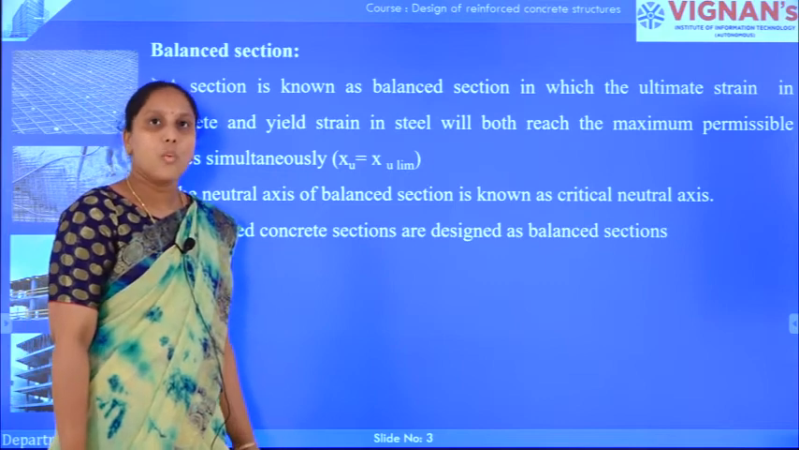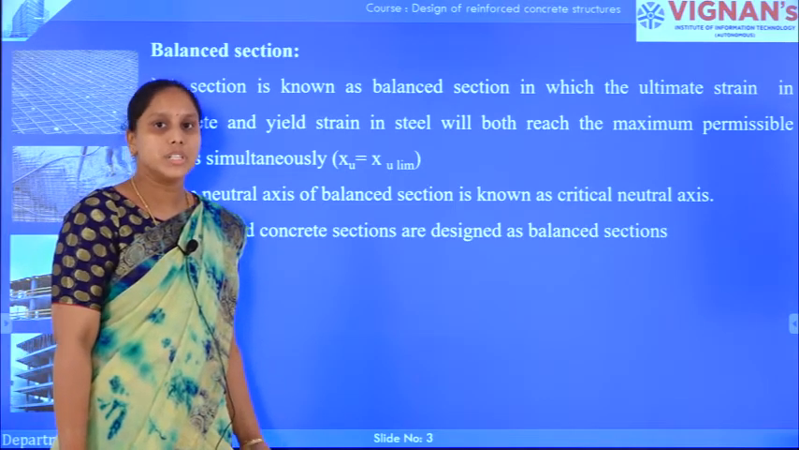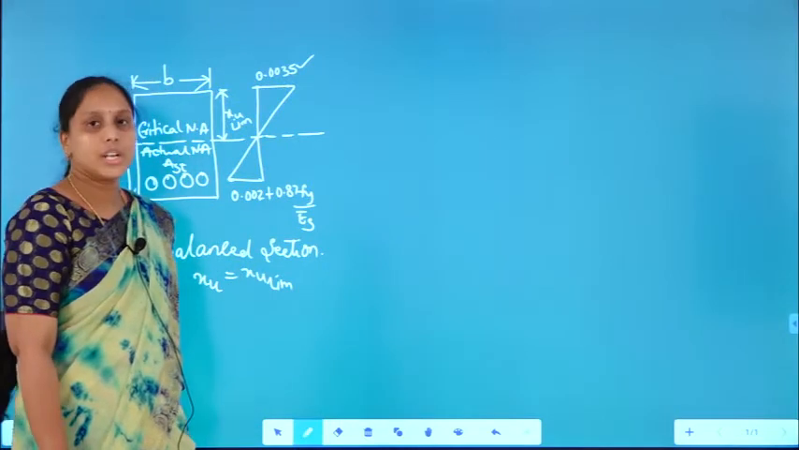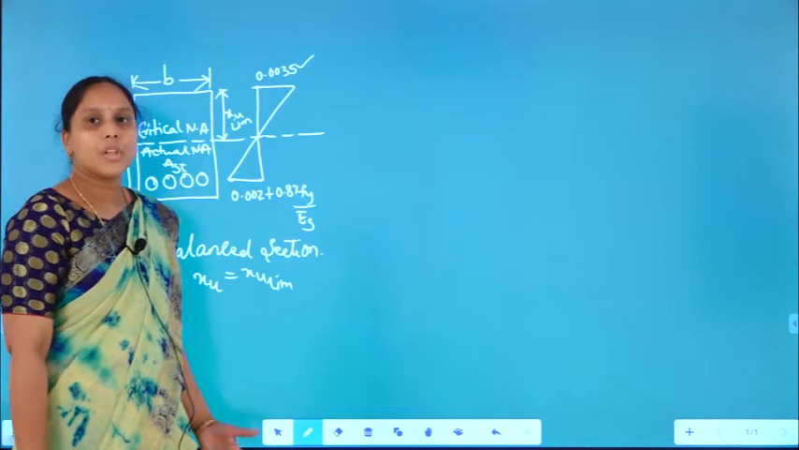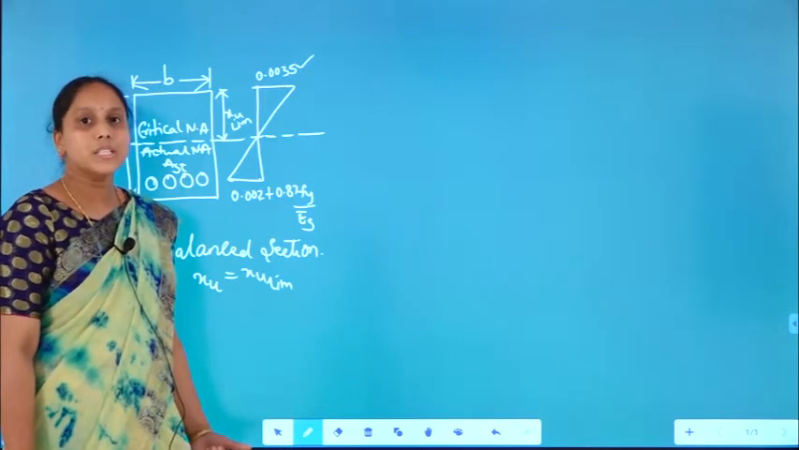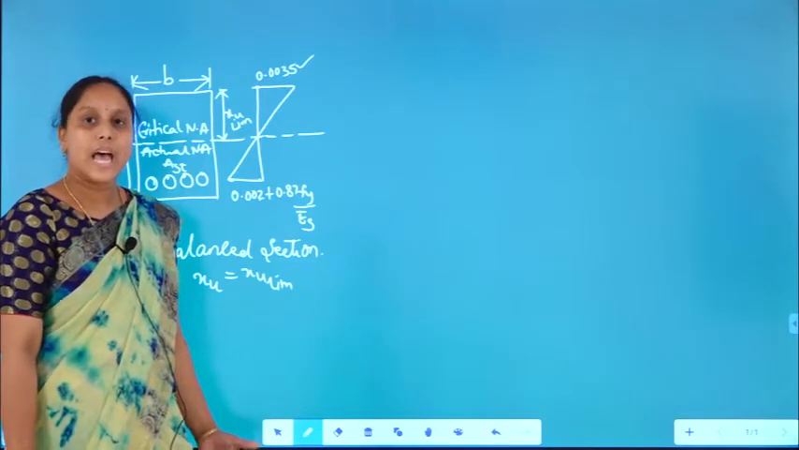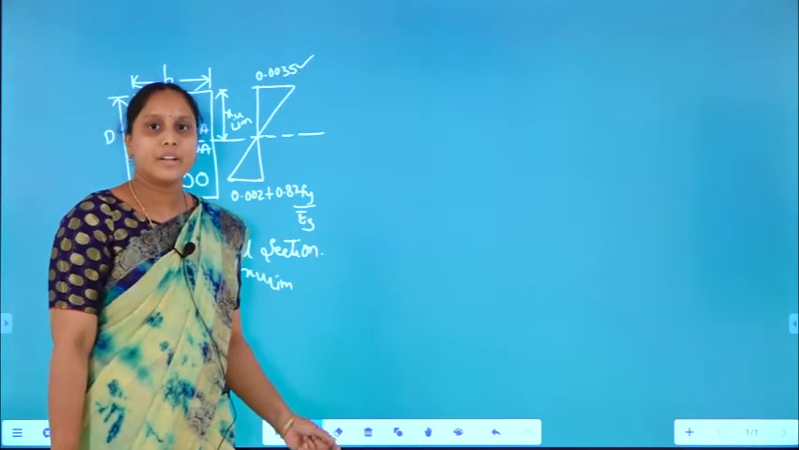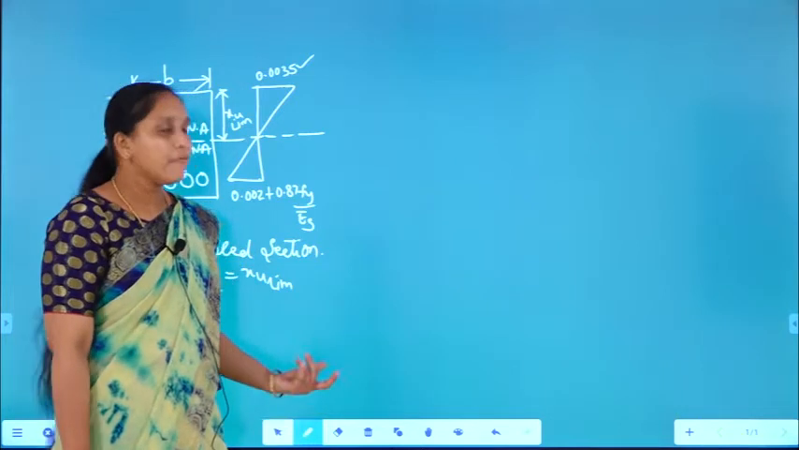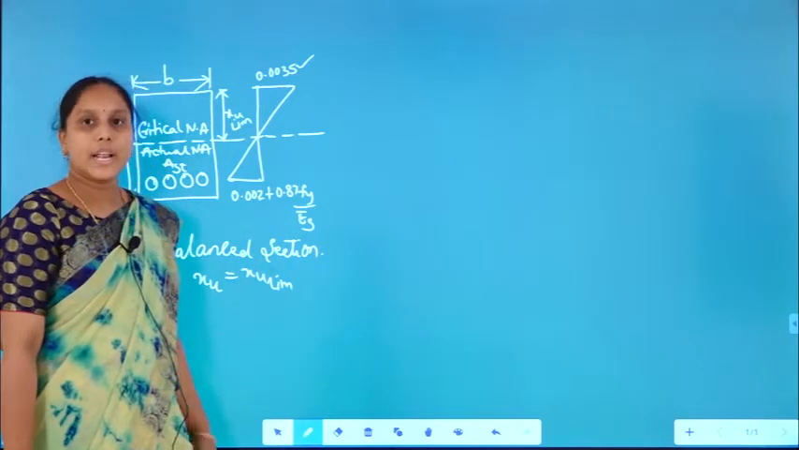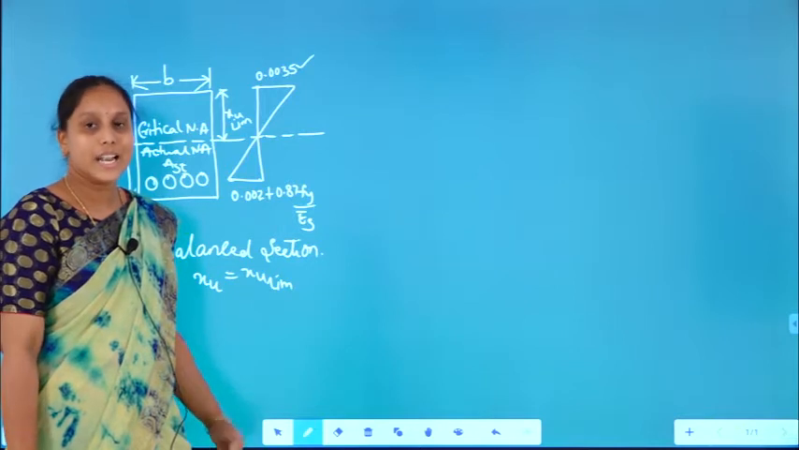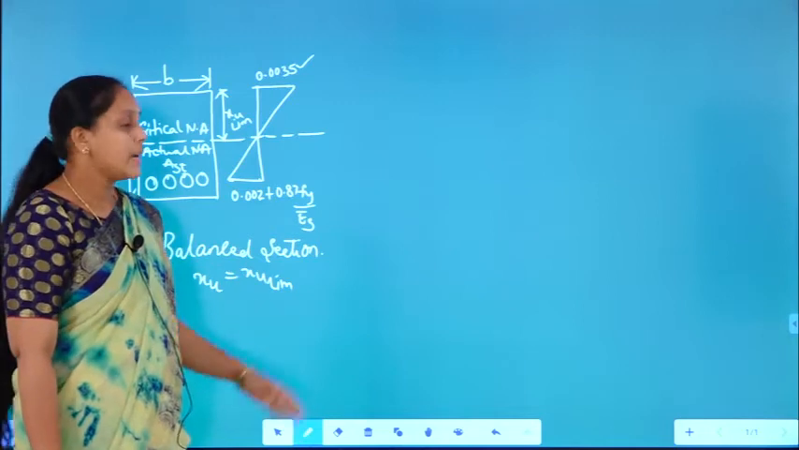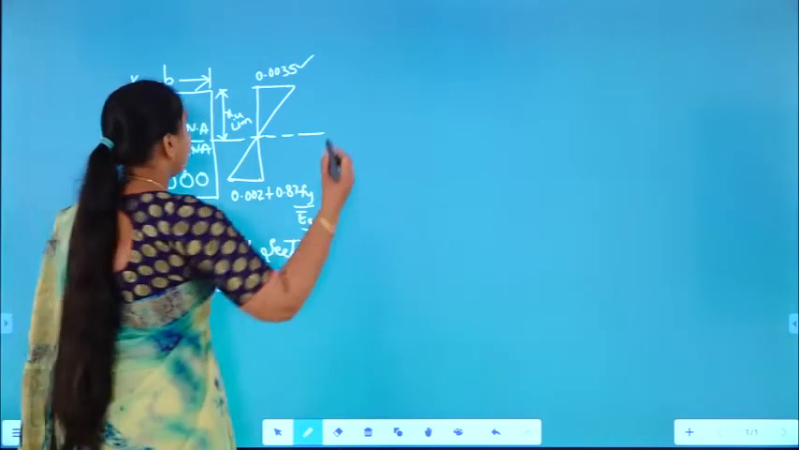Now, we will see what an under reinforced section is. An under reinforced section is a section in which the reinforcement provided is less than in the balanced section. From the name itself you can say under reinforced, that is, the reinforcement provided in an under reinforced section is less than what is required for a balanced section. So, let me draw an under reinforced section here.